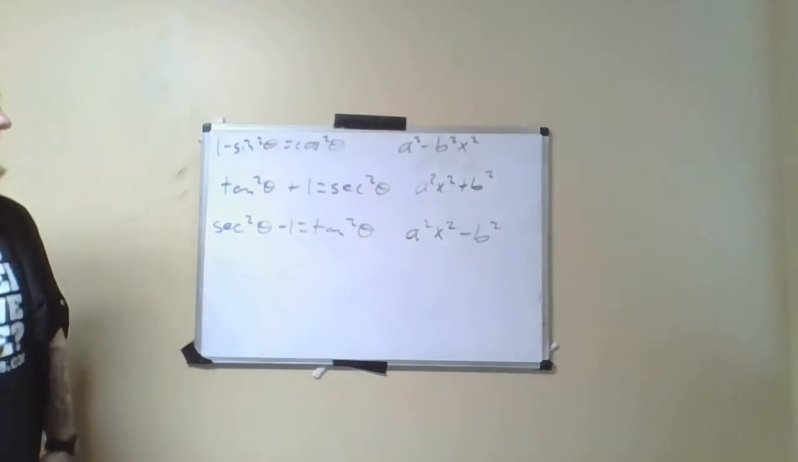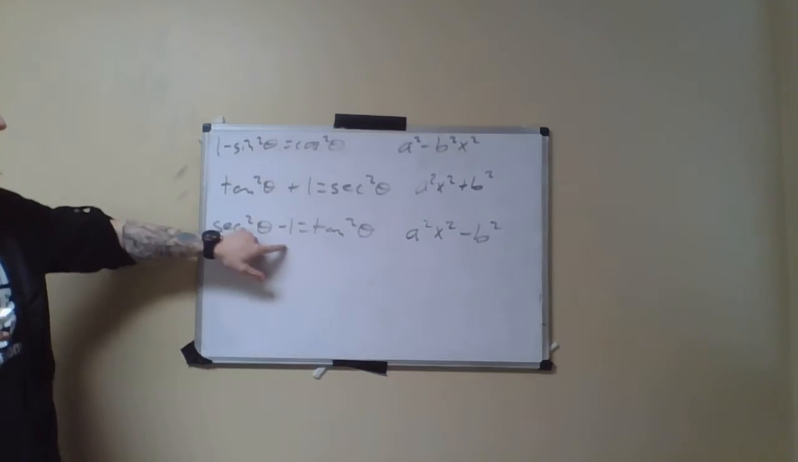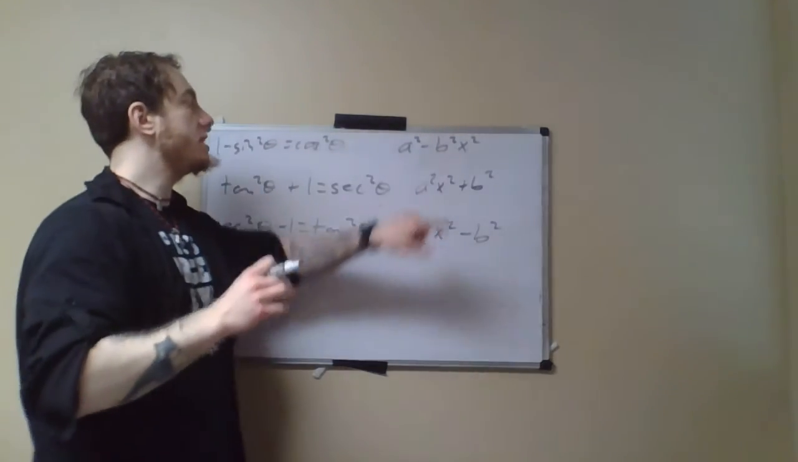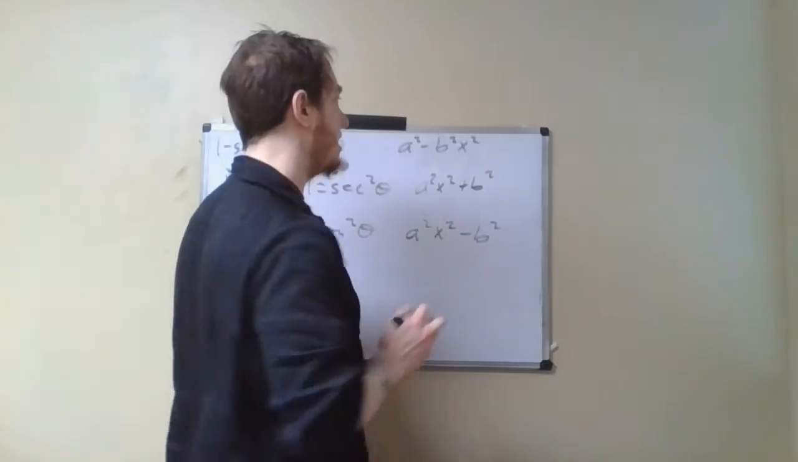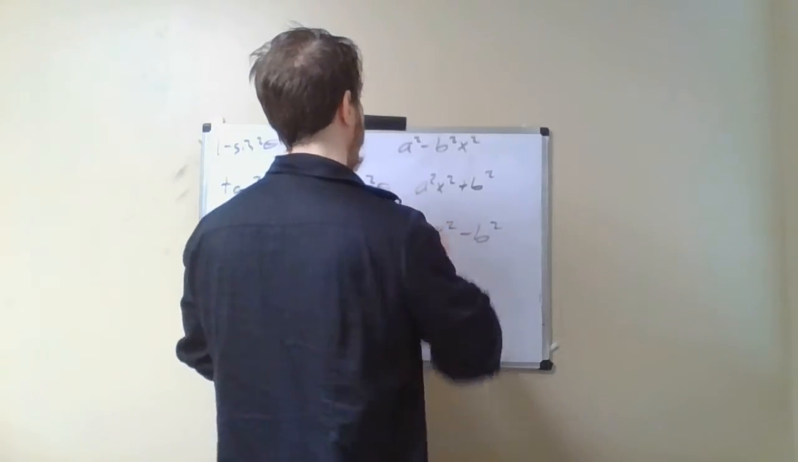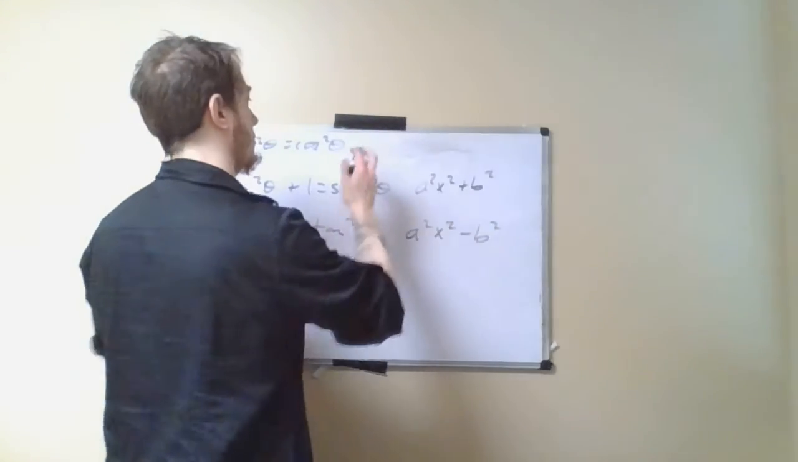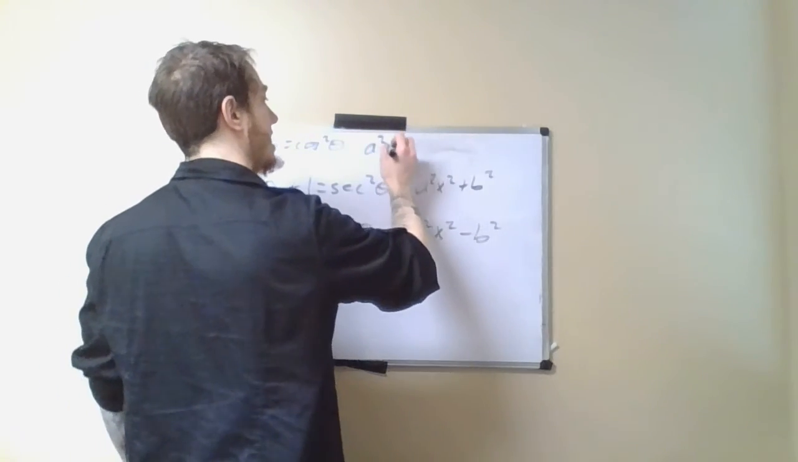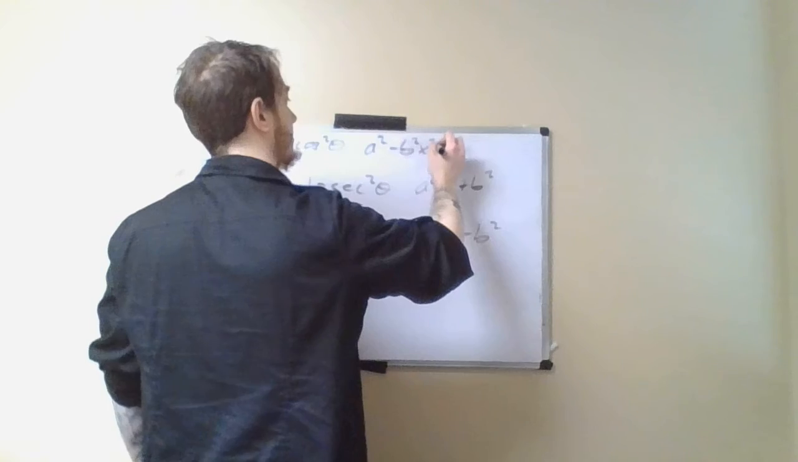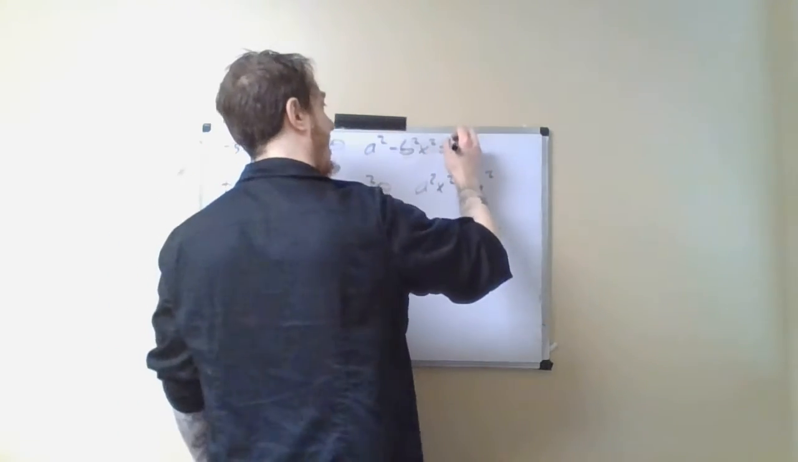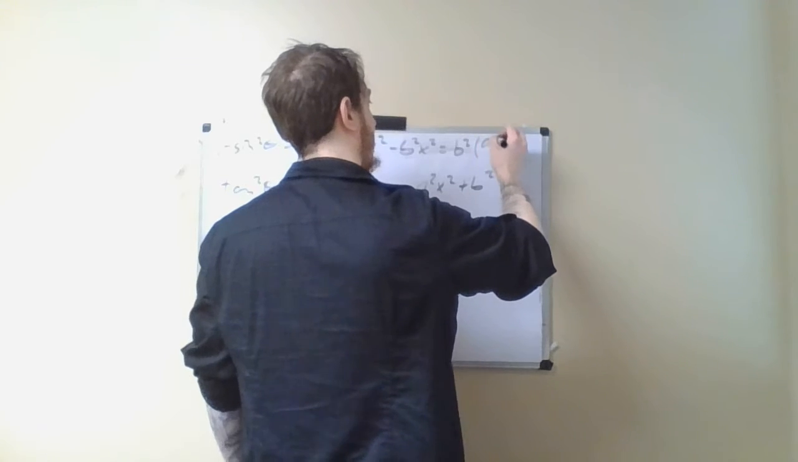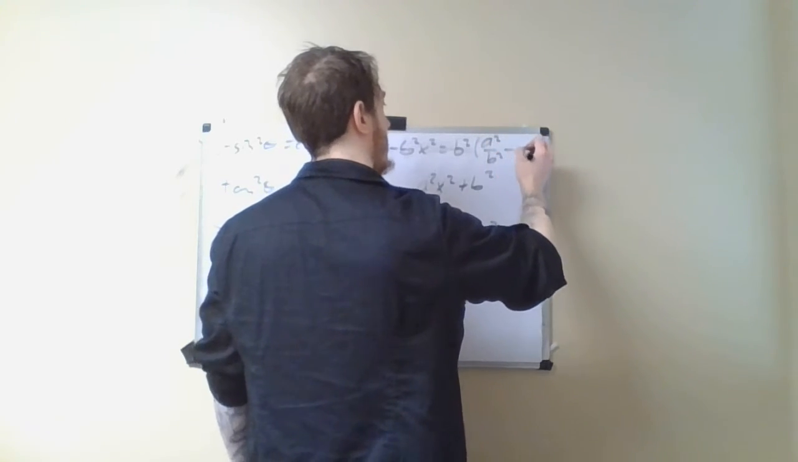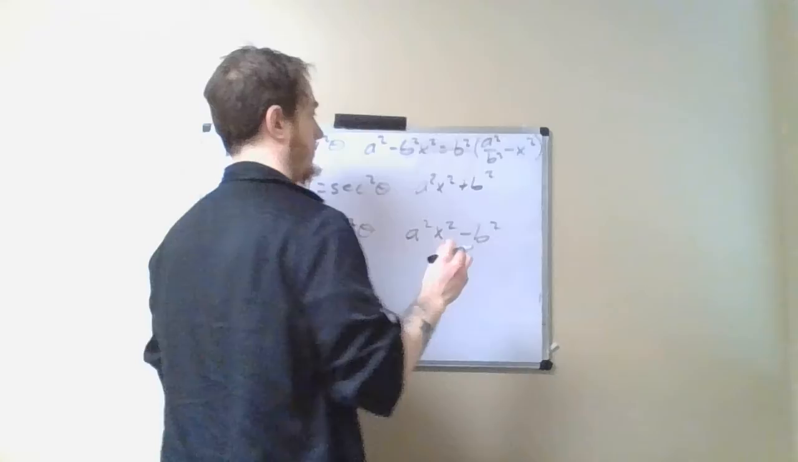But it's never going to be quite like that. To get it into this form, you need to rewrite each of these things in the following way. Let me write this a little bit further over. I did not think this out so well, did I? a squared minus b squared x squared. I can rewrite this as b squared times a squared over b squared minus x squared.